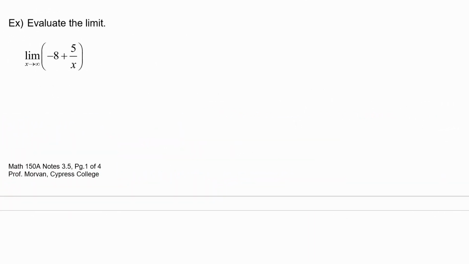Next up, we want to evaluate the limit as x goes to infinity of the quantity -8 plus 5 over x. Now remember your limit properties. The limit of a sum can be written as the sum of the limits. So this becomes the limit as x goes to infinity of -8, notice I have to put parentheses around the -8, plus the limit as x goes to infinity of 5 over x.